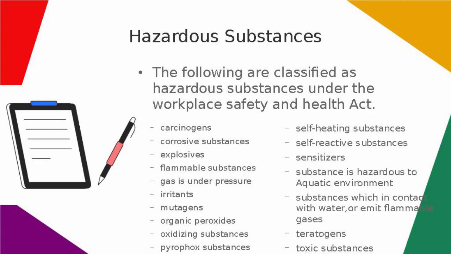The following are classified as hazardous substances under the Workplace Safety and Health Act. Carcinogens. Corrosive substances. Explosives. Flammable substances. Gases under pressure. Irritants. Mutagens. Organic peroxides. Oxidizing substances. Pyrophoric substances. Self-heating substances. Self-reactive substances. Sensitizers. Substances hazardous to aquatic environment. Substances which in contact with water emit flammable gases. Teratogens. Toxic substances.